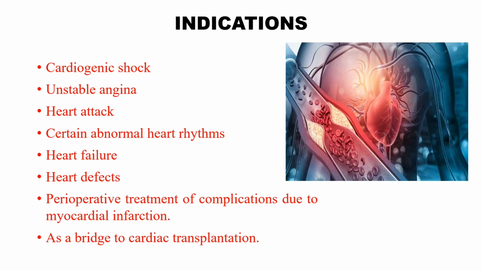Indications. Intra-aortic balloon pump therapy is used to treat cardiogenic shock. That's when your heart cannot pump enough blood to meet the needs of your body, so the intra-aortic balloon pump is required. Some heart problems can cause cardiogenic shock. This includes unstable angina, heart attack, certain abnormal heart rhythms, heart failure, and heart defects. You may also need an IABP for certain medical situations like perioperative treatment of complications due to myocardial infarction and as a bridge to cardiac transplantation.